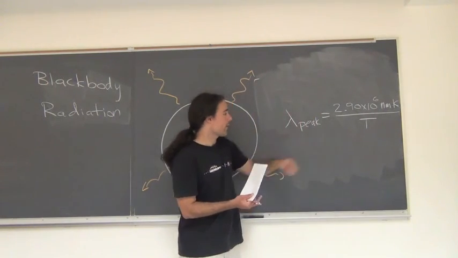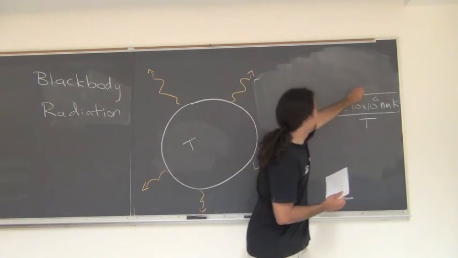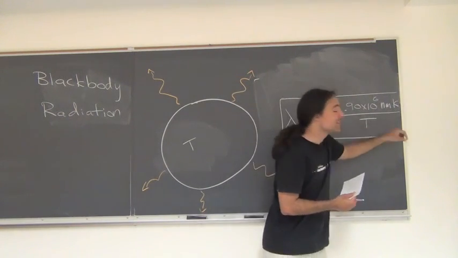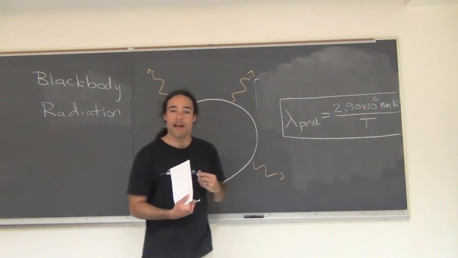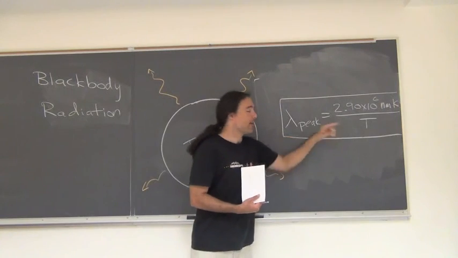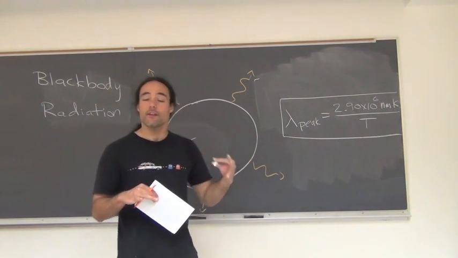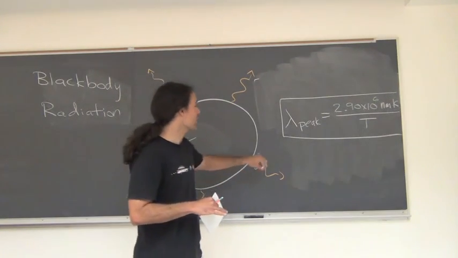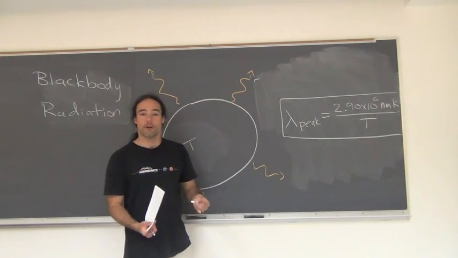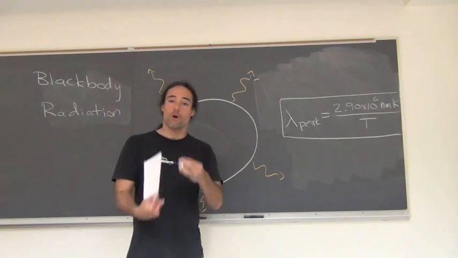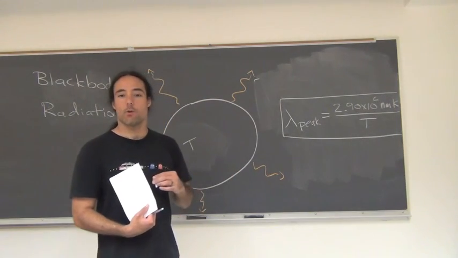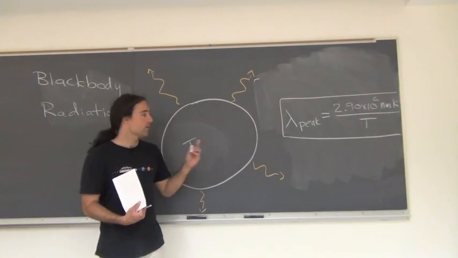So this formula tells me what color my black body is going to look. Again, it's just dependent on the temperature. This is again a fairly difficult equation to derive. We're just going to take it as an experimental fact. If you want to see how this is derived, just take quantum mechanics or modern physics, and we'll go over it.